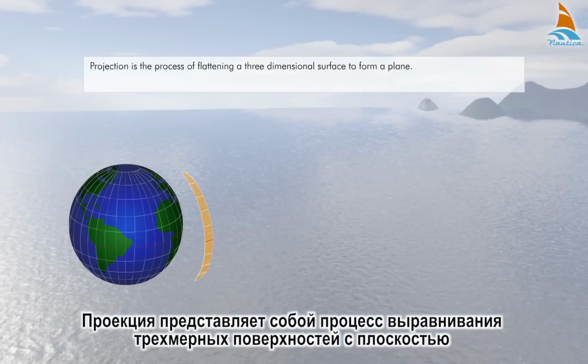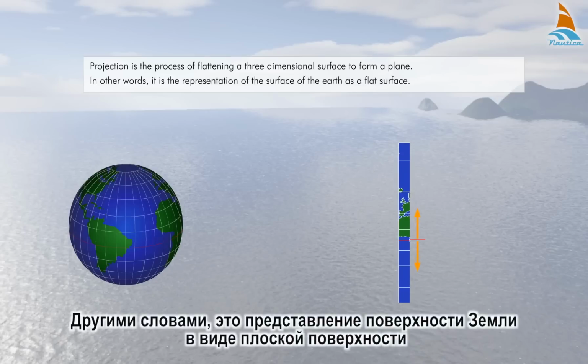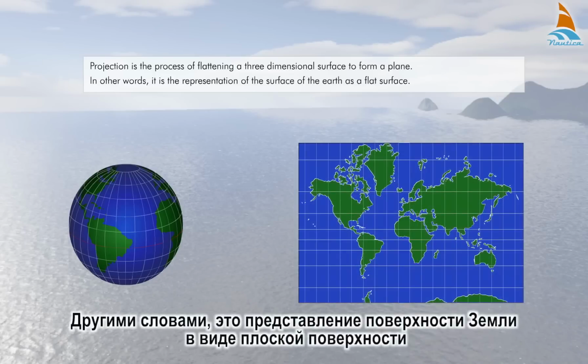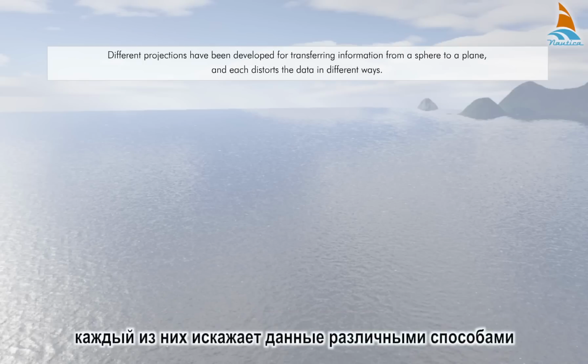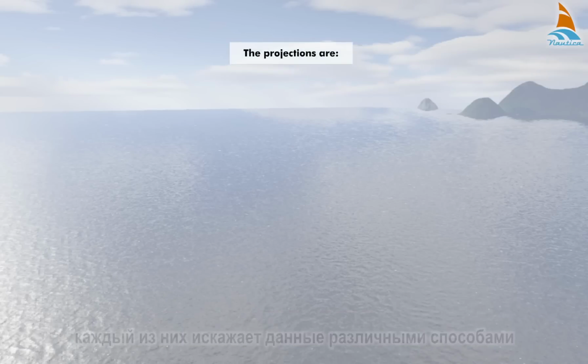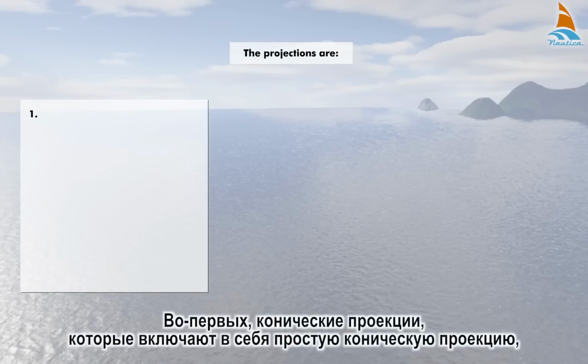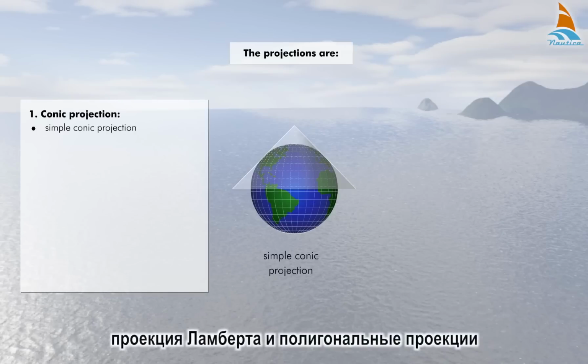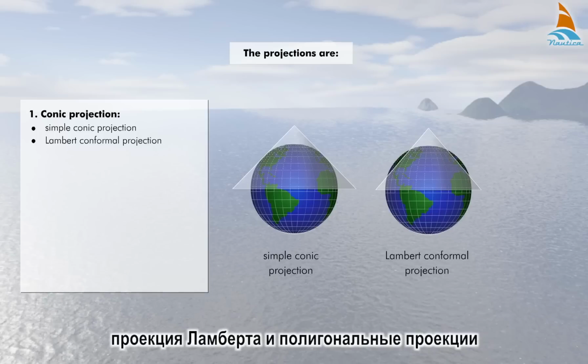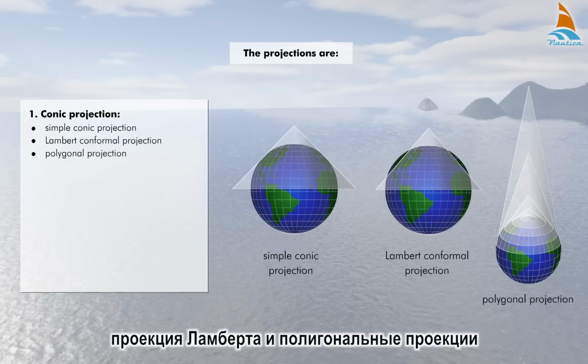Projection is the process of flattening a three-dimensional surface to form a plane. In other words, it's the representation of the surface of the Earth as a flat surface. Different projections have been developed for transferring information from a sphere to a plane, and each distorts the data in different ways. The projections are, firstly, the conic projection, which includes the simple conic projection, the Lambert conformal projection, and the polygonal projection.